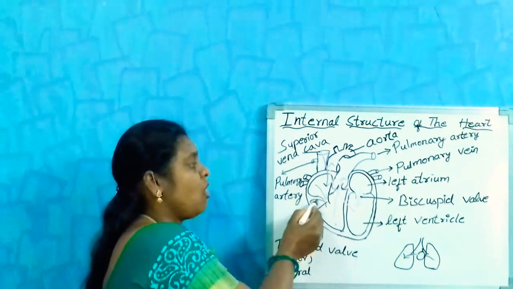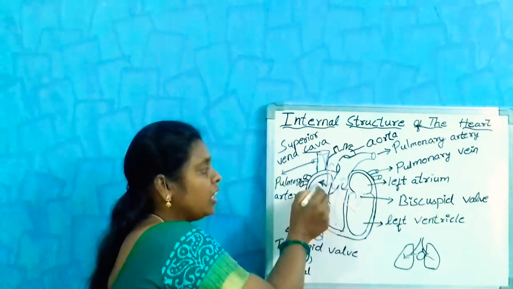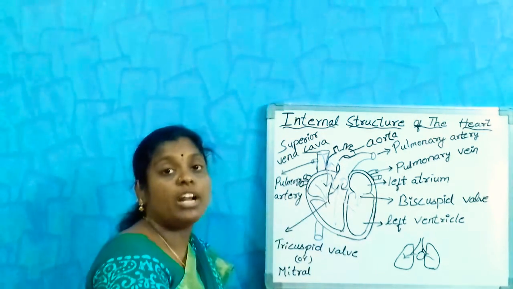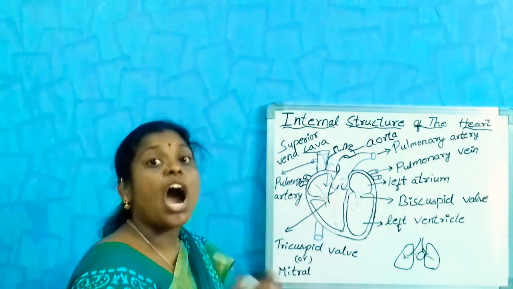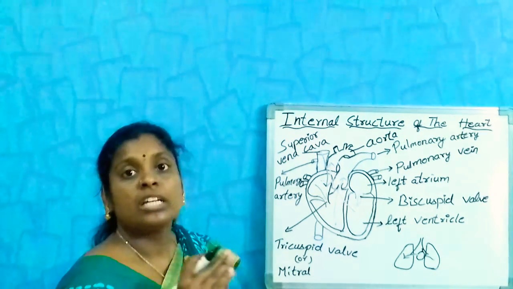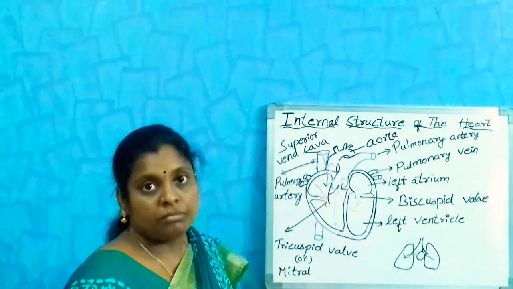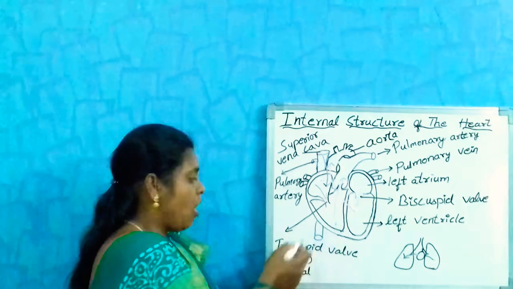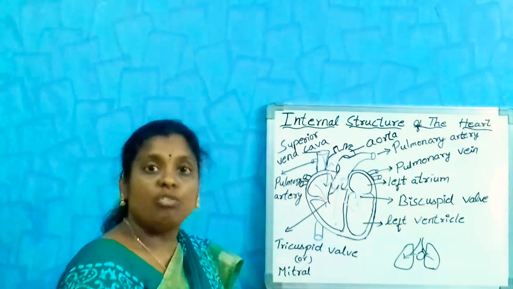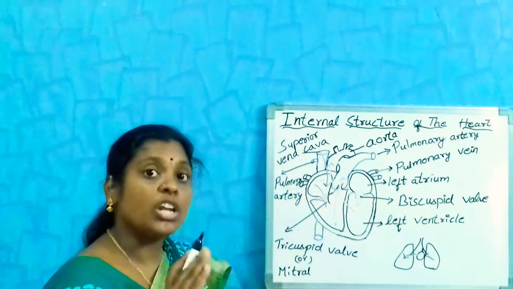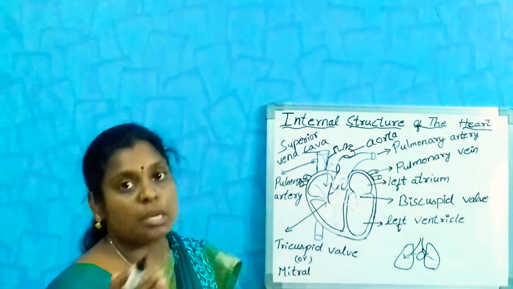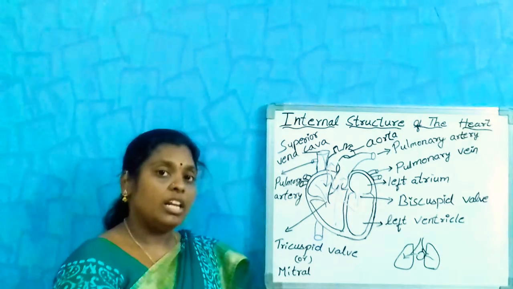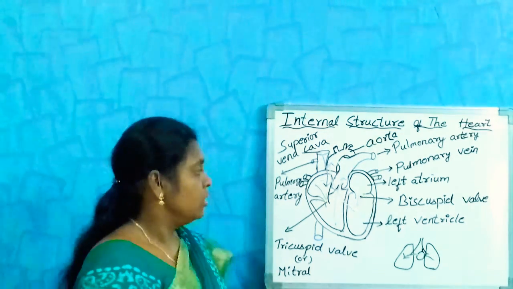And there is a wall between the right atrium and right ventricle. We call it the right auriculoventricular septum. It is also called the tricuspid valve.